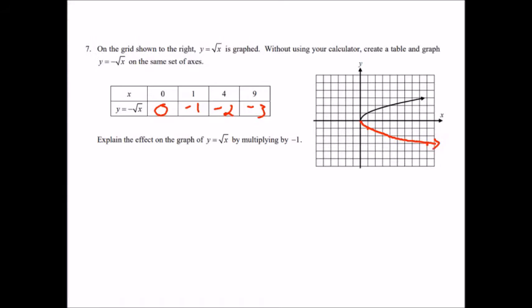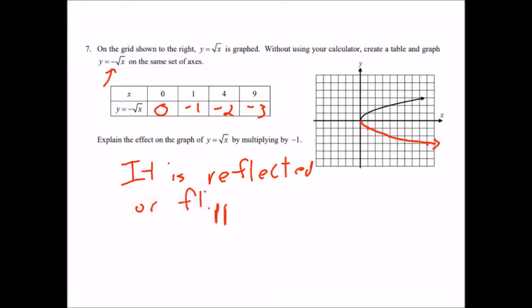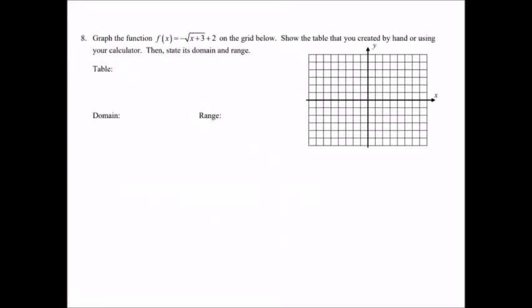All right, explain the effect on the graph of y equals square root of x by multiplying by negative 1. So basically what happens when we put a negative there? I would say something like it is reflected or flipped over the x-axis. Something like that.